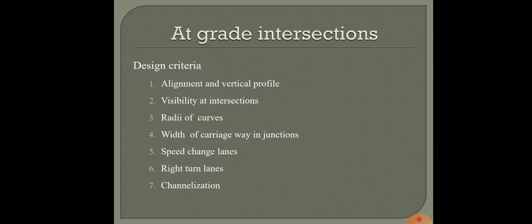The other factors that have to be considered in the design of an at-grade intersection are listed here: the alignment and the vertical profile, the visibility at intersections, the radii of curves, the width of the carriageway in junctions, the speed change lanes, the right turn lanes, and the channelization. So, alignment and vertical profile.